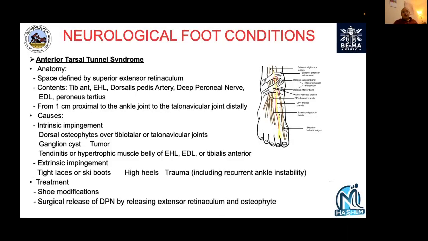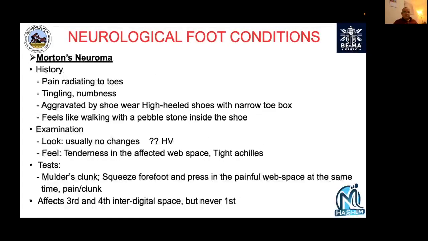And if there is no improvement with the conservative treatment, you can go and release the extensor retinaculum or remove the osteophyte or treat whatever the cause which is compressing the deep peroneal nerve.